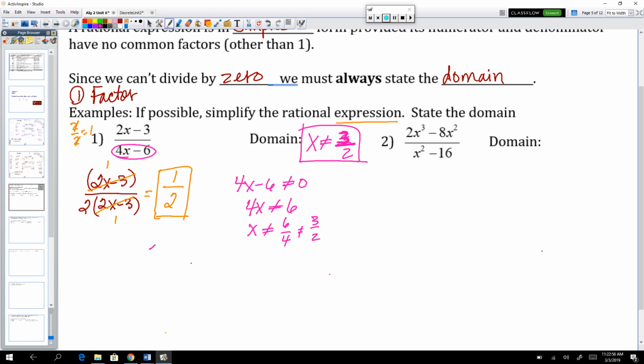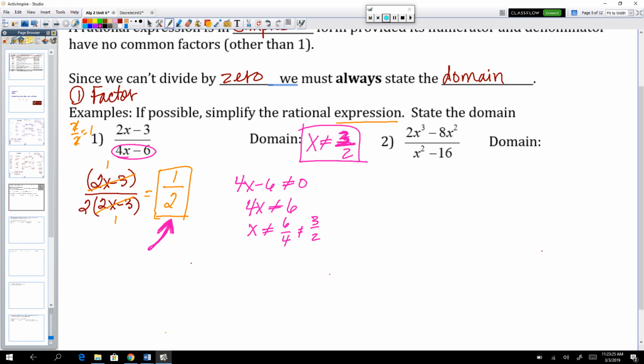Now you might be saying, yeah, but the answer doesn't have any x's in it. There's no way I could divide by 0. 1/2 is 1/2. You're never dividing by 0. This is true. But if at any point during solving you could divide by 0, we need to make sure that we eliminate that value from our domain. So we can say number 1 can be simplified, and that x can be anything you want except 3/2.